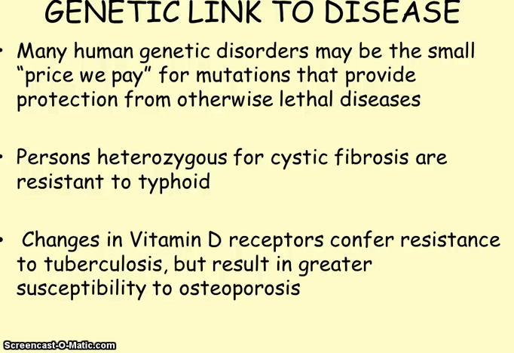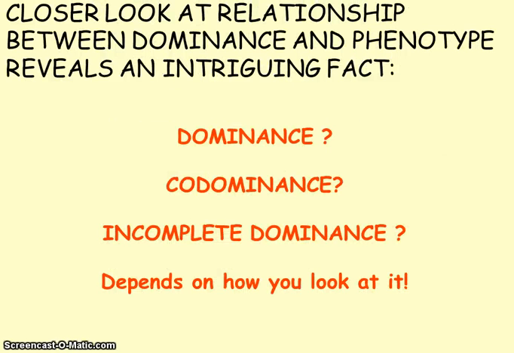So a person heterozygous for cystic fibrosis is also resistant to typhoid. Now that we don't have typhoid, maybe that will go away. Changes to vitamin D receptors often can give resistance to tuberculosis. But you can also get more osteoporosis. So that's the risk your body will take. And when we start looking at the relationship between dominance and phenotype, it's kind of interesting. So is it dominant, codominant, incomplete dominance? It kind of depends on what you're looking at.